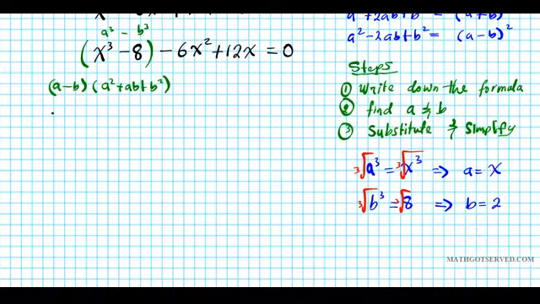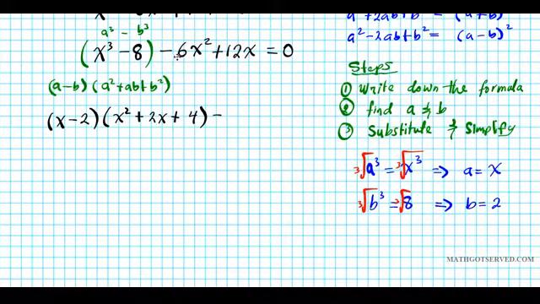A is x minus b, 2, times a squared, which is x squared, plus ab, which is 2x, plus b squared, which is 2 squared, 4. Okay? Alright, so that's that for the factorization of this difference of cubes.